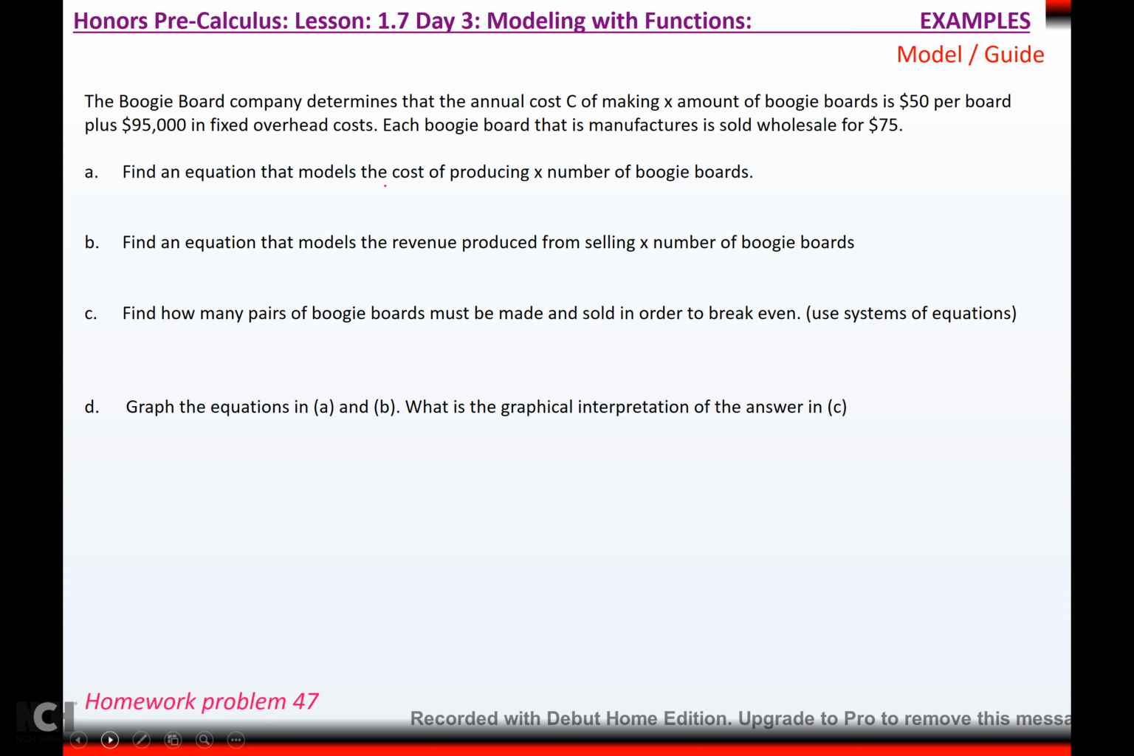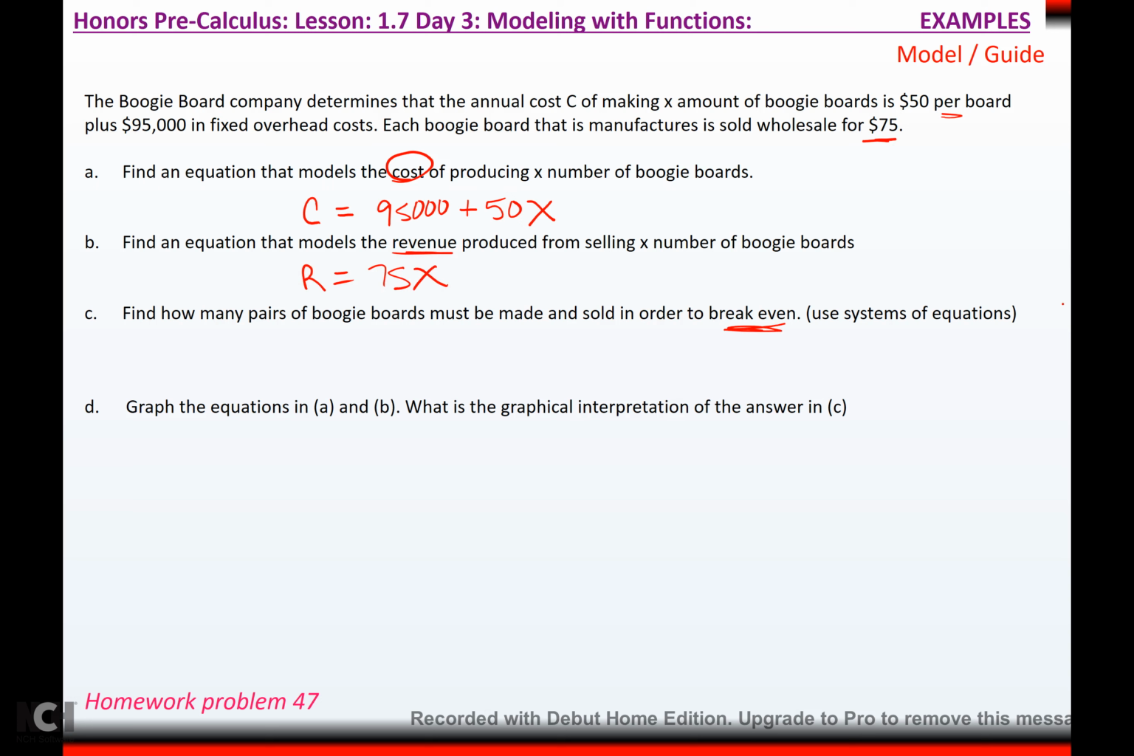It says find an equation that models the cost. Well, my cost equation is going to be $95,000 up front. It's going to take me that much to get overhead. Plus, it's going to cost me $50 per board. Find an equation that models the revenue. Revenue is what you make, and you're going to make $75 for every board you sell. Part C says find how many boogie boards must be made and sold in order to break even.